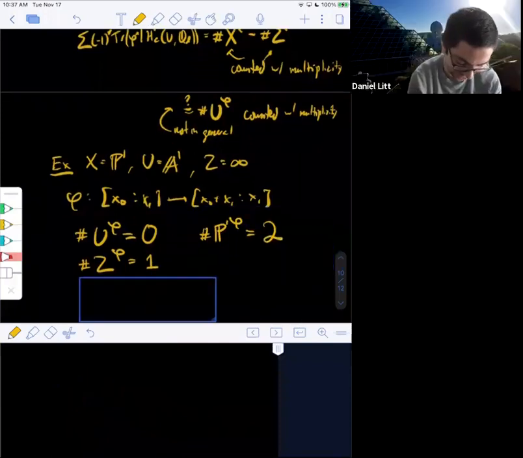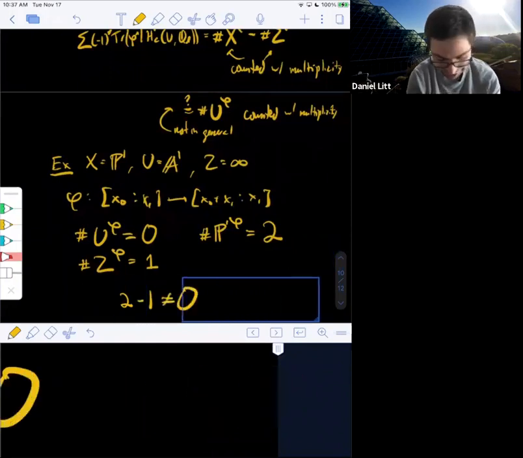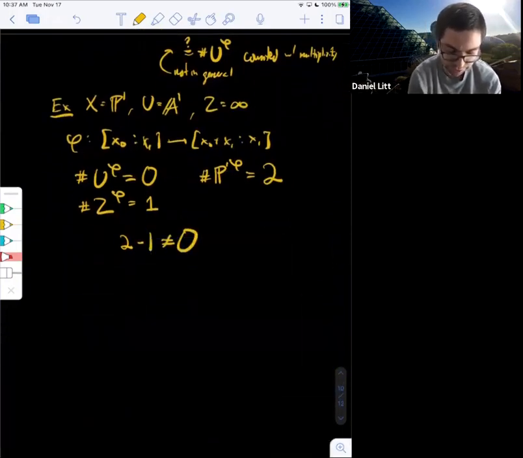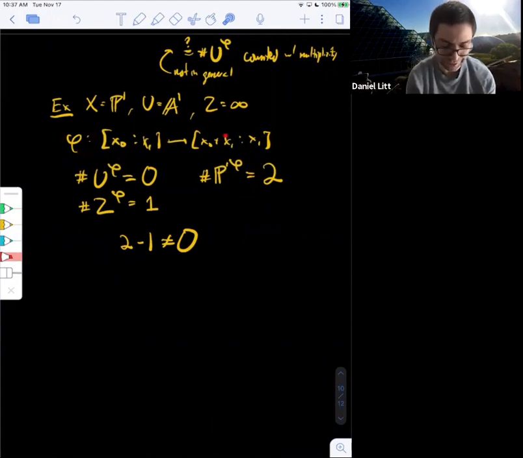Okay, and then here's the observation, which is that 2 minus 1 is not equal to 0. And we also could have seen this from the Lefschetz fixed point formula. So here one has to do a computation, but basically because this phi is homotopic to the identity, like if you put a t in front of this x, you can literally just move it to the identity. It has to do the same thing on the cohomology of P1 as the identity. And the identity has trace 1 on H0 and trace 1 on H2, and there's no other cohomology, so you get 2 from the Lefschetz fixed point formula.